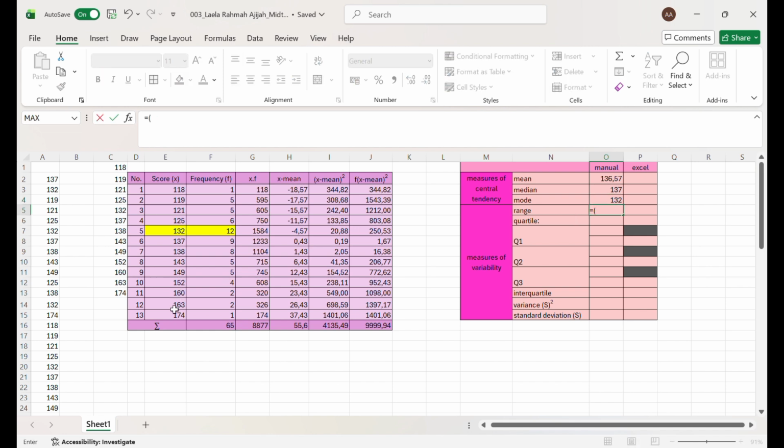Now we move to measures of variability, the range. We only need to subtract the lowest score from the highest score in the table, like this.